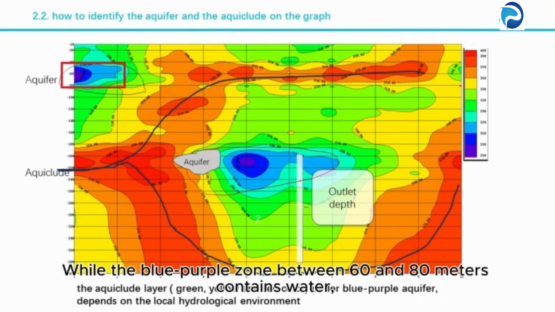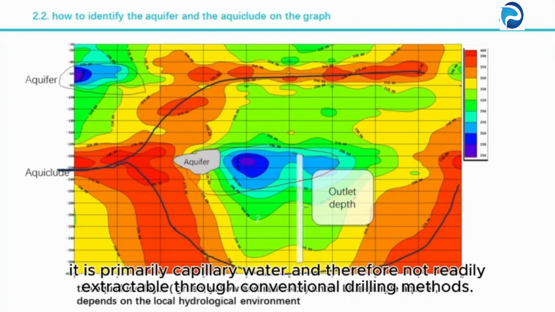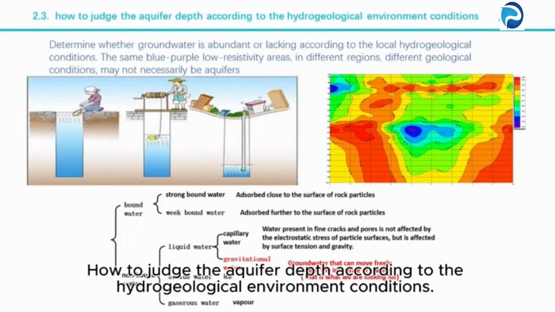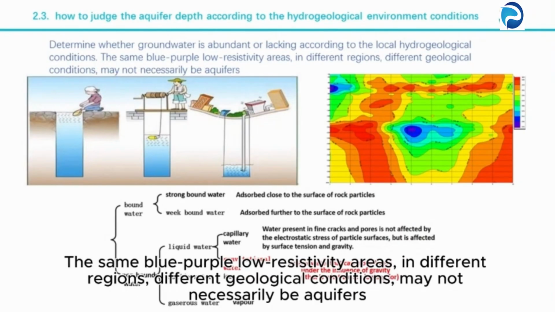While the blue-purple zone between 60 and 80 meters contains water, it is primarily capillary water and therefore not readily extractable through conventional drilling methods. How to judge the aquifer depth according to the hydrogeological environment conditions. The same blue-purple low resistivity areas in different regions, with different geological conditions, may not necessarily be aquifers.